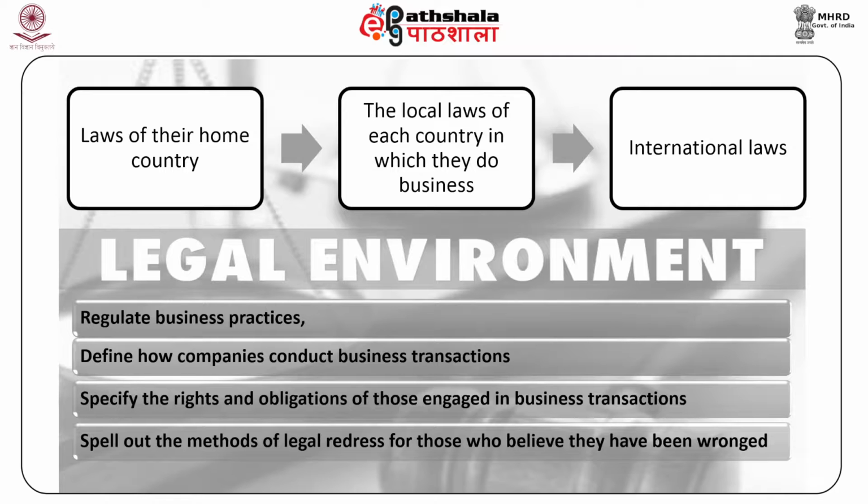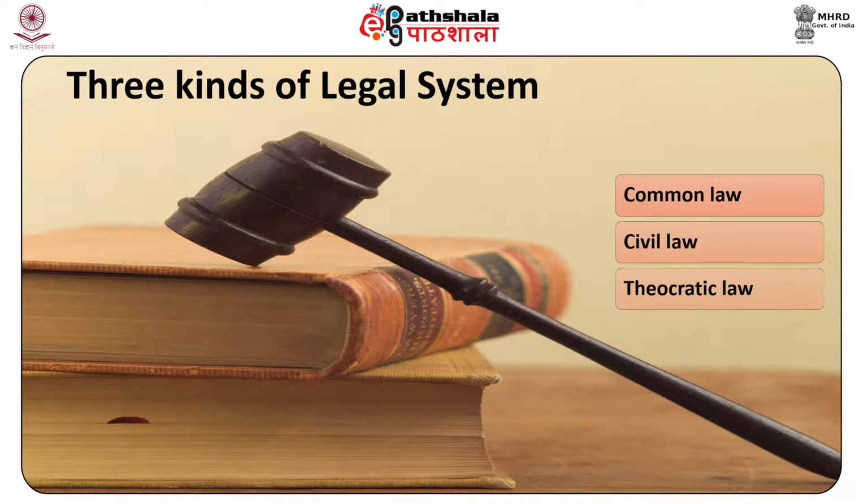In short, a legal system is the means and methods a country uses to: 1. Regulate business practices, 2. Define how companies conduct business transactions, 3. Specify the rights and obligations of those engaged in business transactions, and 4. Spell out the methods of legal redress for those who believe they have been wronged. There are three kinds of legal system.